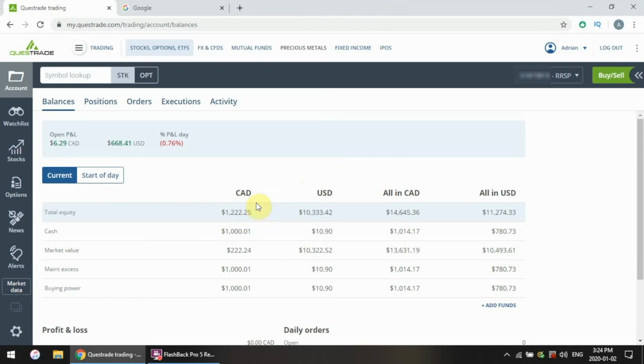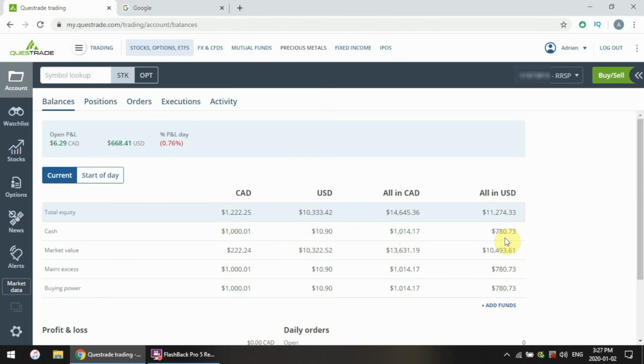Looking at my cash amounts in the second row, I have 1,000 Canadian dollars in cash and $10.90 in US dollars in cash. Today, I'm going to buy US stocks. When I do that, I first spend whatever available US cash I have, $10, and then the remaining amount required will be converted from my available Canadian cash. So in total, my available cash to invest with is 1,014 Canadian dollars or 780 US dollars.